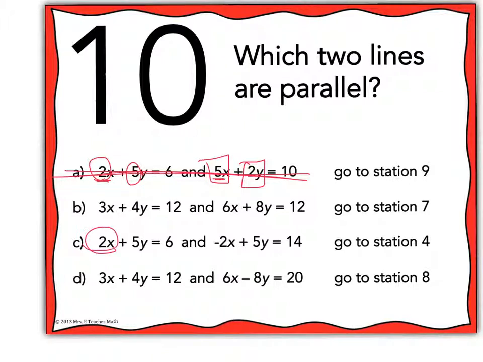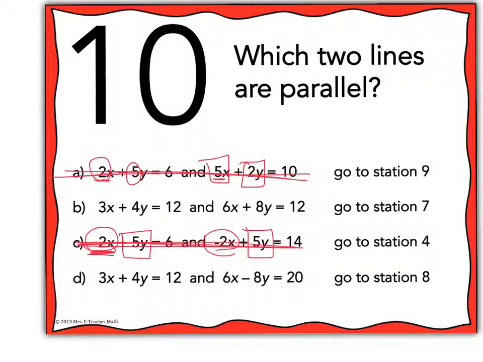This one, look, this is +2 and this is -2. +5 and +5. So with the y's being the same, that's what I'm looking for, but the x's have opposite signs. So your slopes are going to be opposites of each other, and I don't want that. One's going to be positive and one's going to be negative. That's no good.